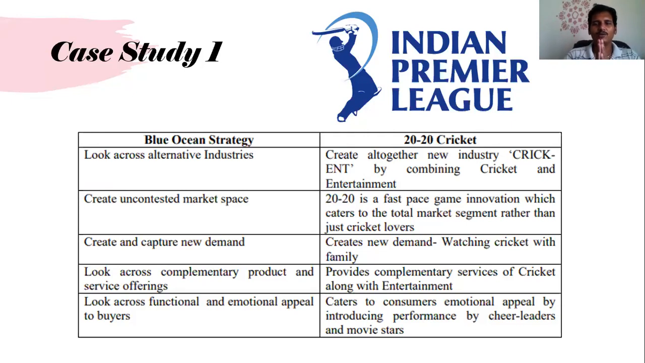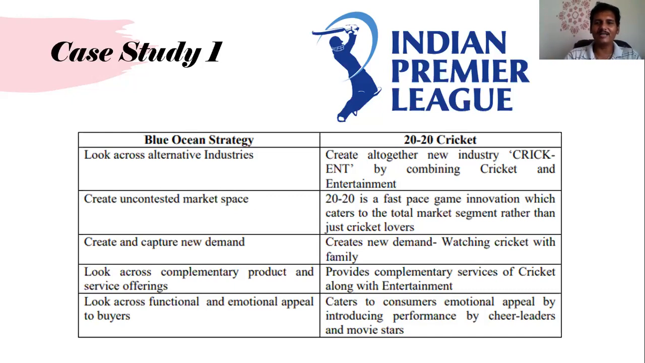Okay, so the cricket lovers will love it, but the normal public will not. So there came this concept of the Indian Premier League. What they did is that they mixed cricket and entertainment and created a new industry, cricket combined with entertainment. So they completely changed the emphasis. They reduced the number of overs, a 20-20 match.